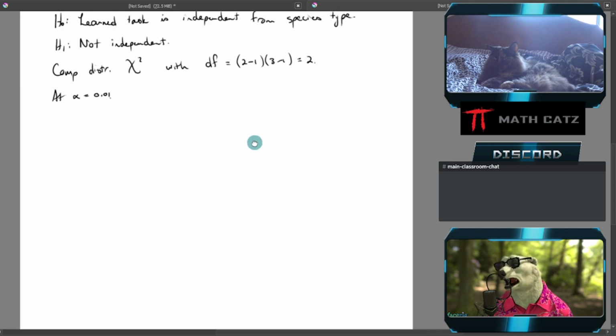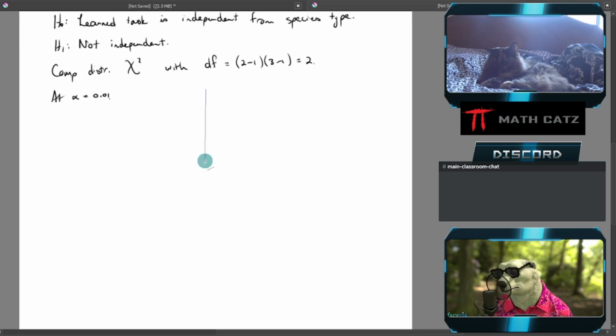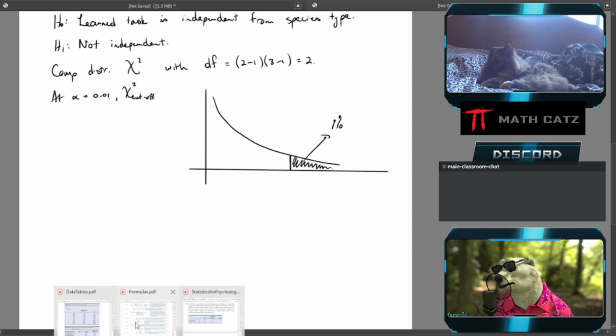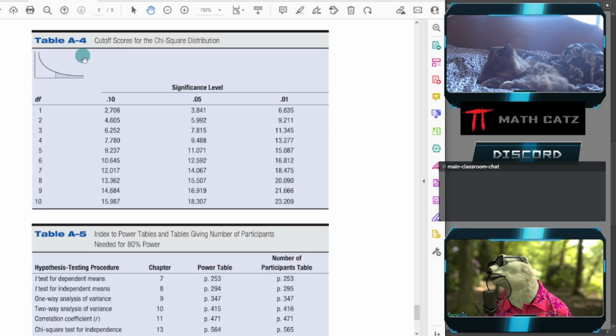We could visualize this like we did before. The chi-square distribution looks like this. We're going to have our cutoff somewhere so that this region on the right is 1%, just like before. We have a different degrees of freedom here, so let's have a look. What is that cutoff? 1%, alpha of 0.01, 2 degrees of freedom, 9.211.